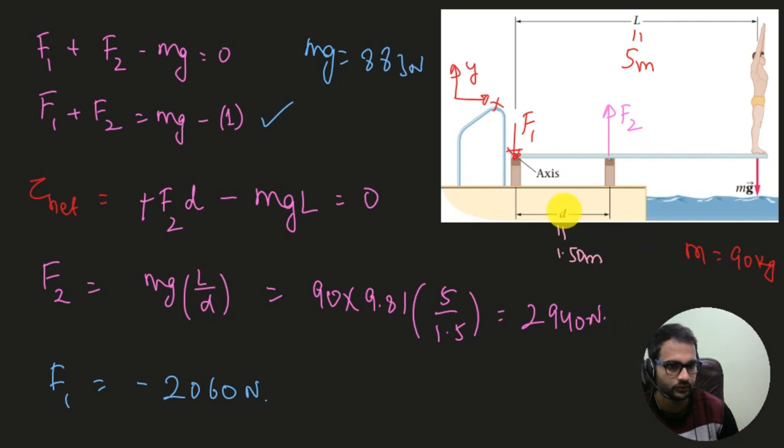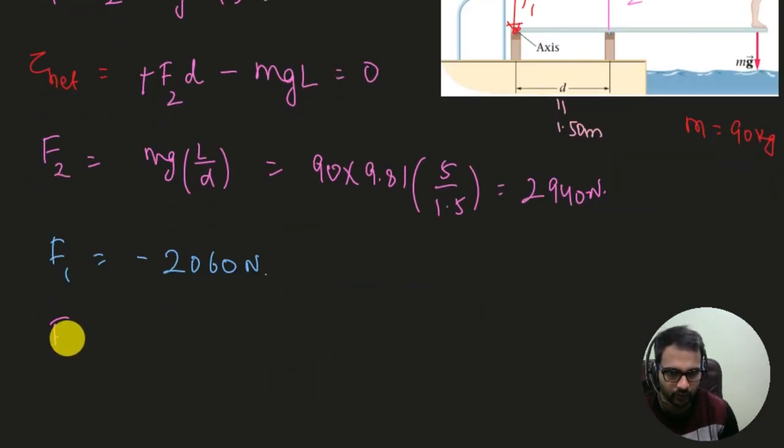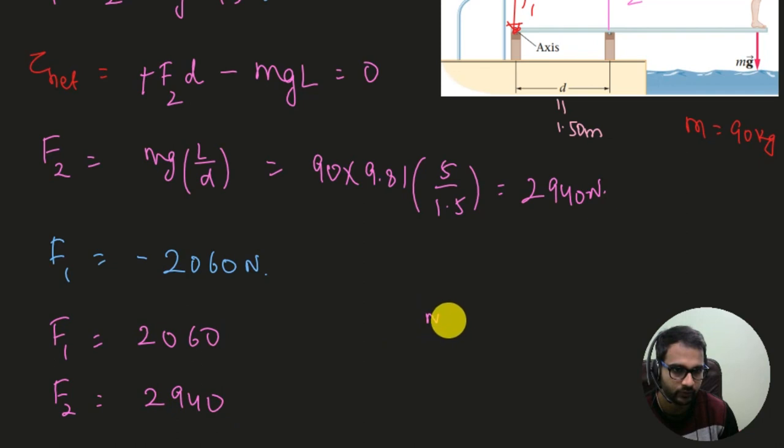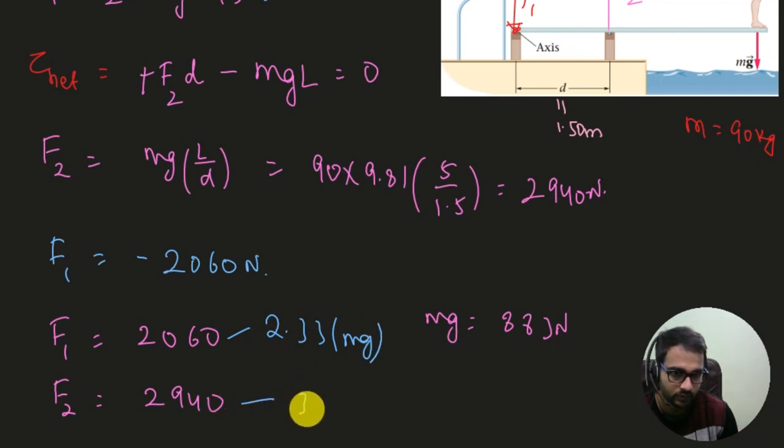The next important observation that many people don't see here is, if you see just the magnitude of F1 and F2, F1 is 2060, and F2 is 2940. Now if you compare it with the weight of the diver, this is 883 newton. This force is approximately 2.33 times the value of mg, and this force is 3.33 times the value of mg. That is, the force exerted by the two pillars is considerably larger than the diver's weight.